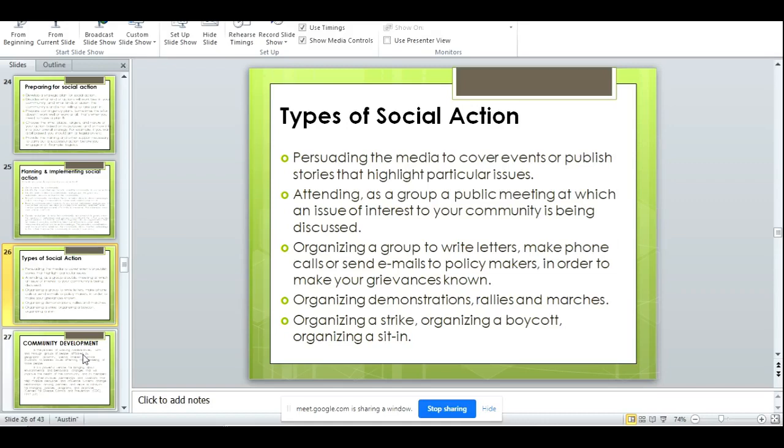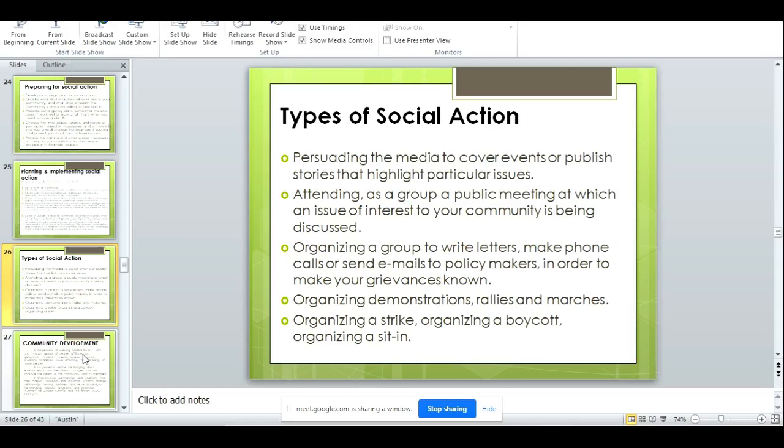So if they're having a town hall meeting, you want to organize people together to go and make your voices heard, especially those community town hall meetings they have in local government and state and all that. Organizing a group to write letters, make phone calls, or send emails to policymakers in order to make your grievances known. So you want to put your political leaders on their toes.